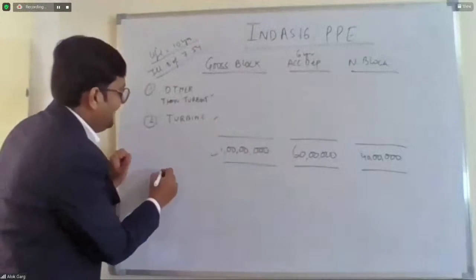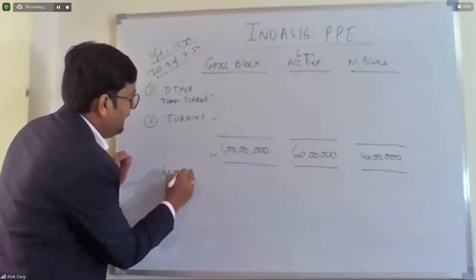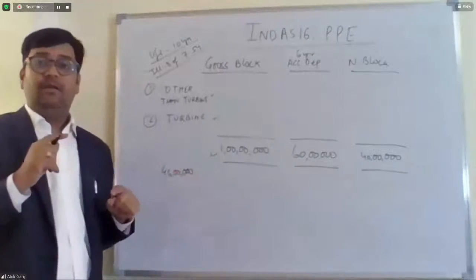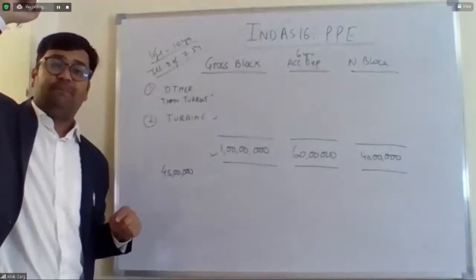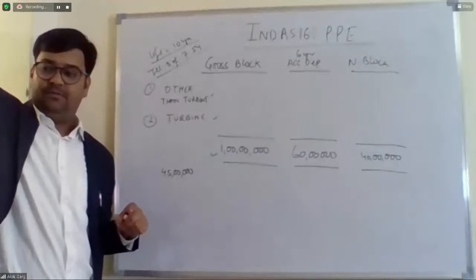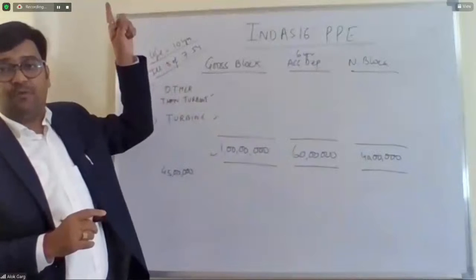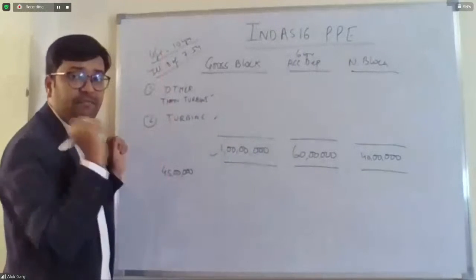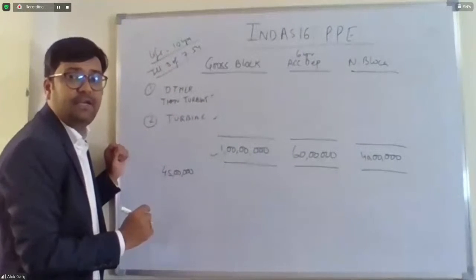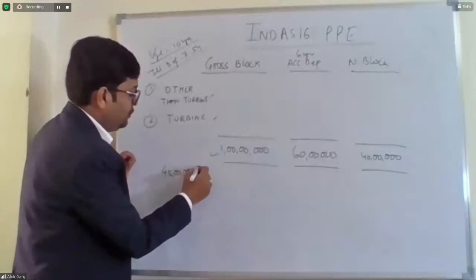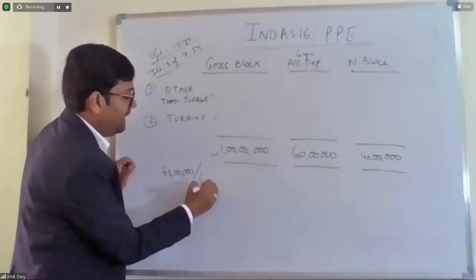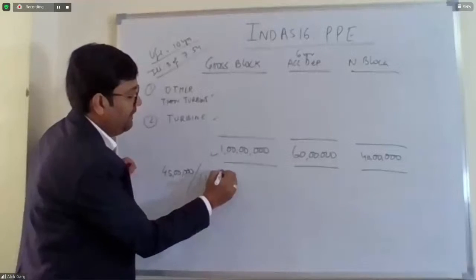This 45 lakh has been incurred today. Then what was the cost before 6 years? What is the present value before 6 years? Discount rate is given at 5%. So 45 lakh divided by 1.05 to the power 6.